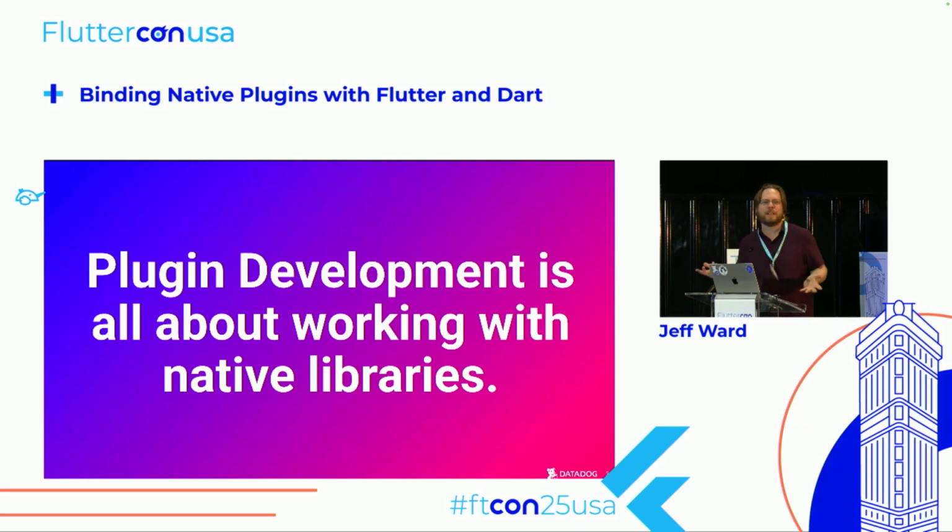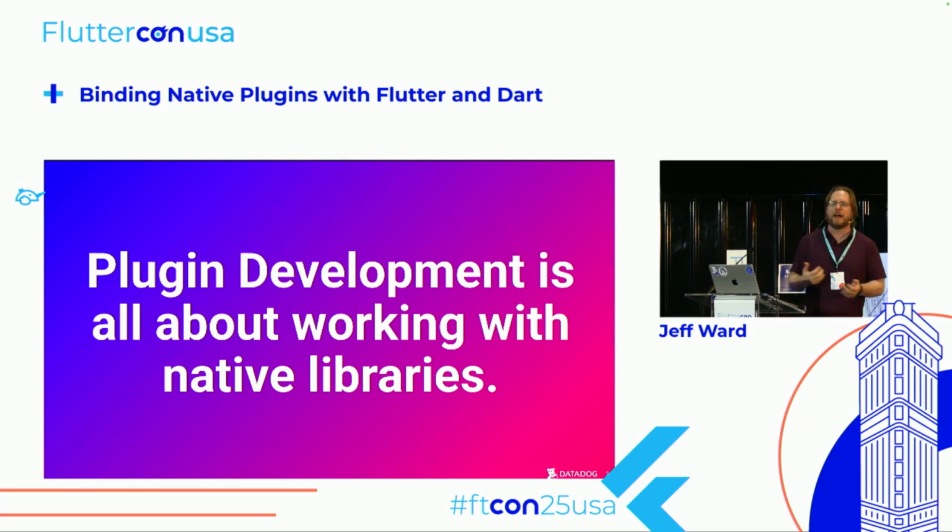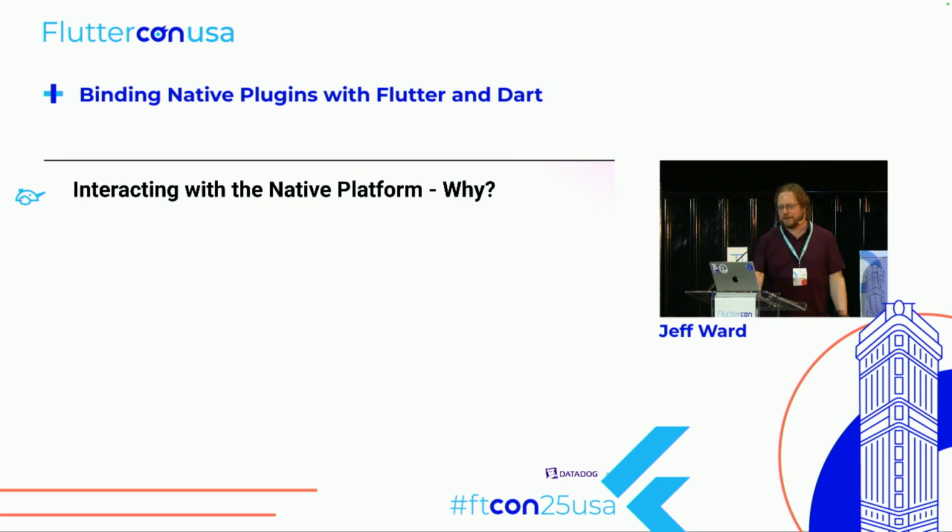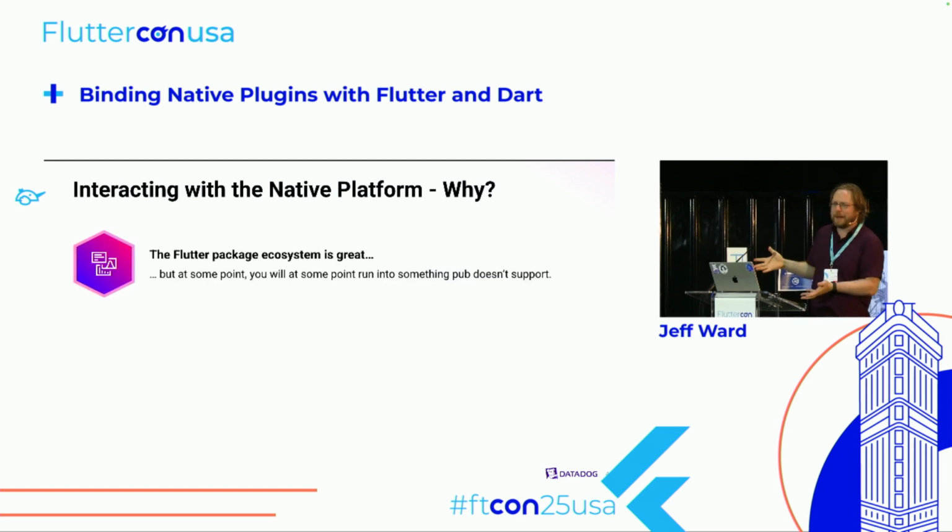Today we're going to be talking about plugin development. And plugin development for Dart and Flutter is all about working with native libraries. It's about working with either C libraries or Swift libraries or Java libraries that exist on the native platform. But why do we want to do this? Well, the Flutter package ecosystem is great, but at some point you're going to run into some stuff that Pub doesn't support, that no one has created the bindings for yet. So you might have to do that yourself.